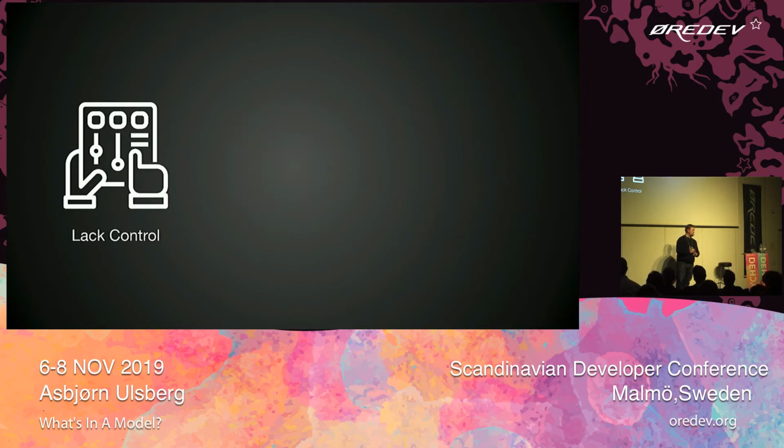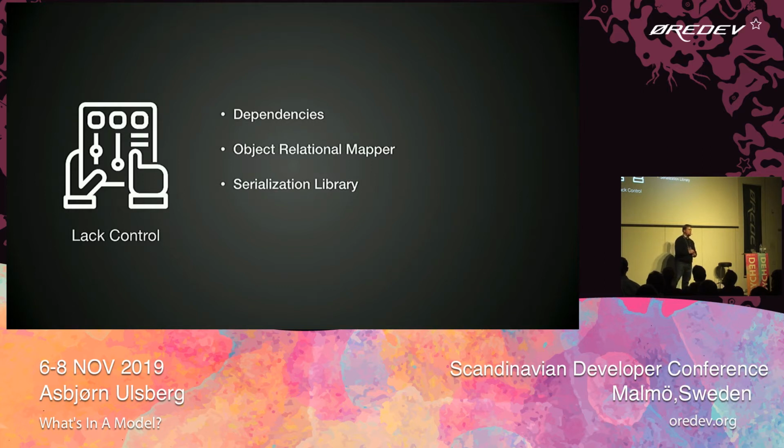Let's first have a look at how we have a certain lack of control. We might have upstream dependencies with classes out of our control. We might have ORMs that dictate how our classes should look. We might have serialization libraries that put constraints on our classes. And lastly, our understanding of the domain may not be sufficient. So we feel a lack of control over how the business affects our code.